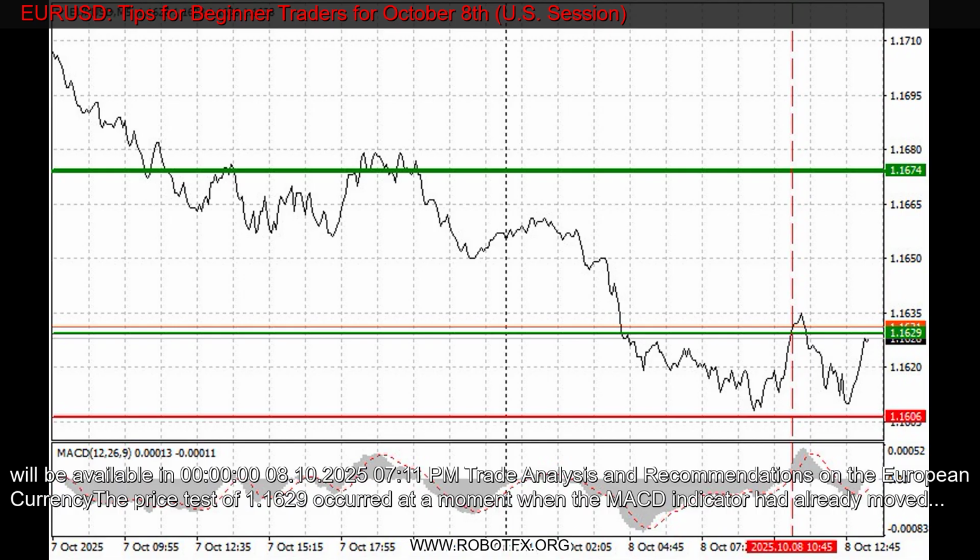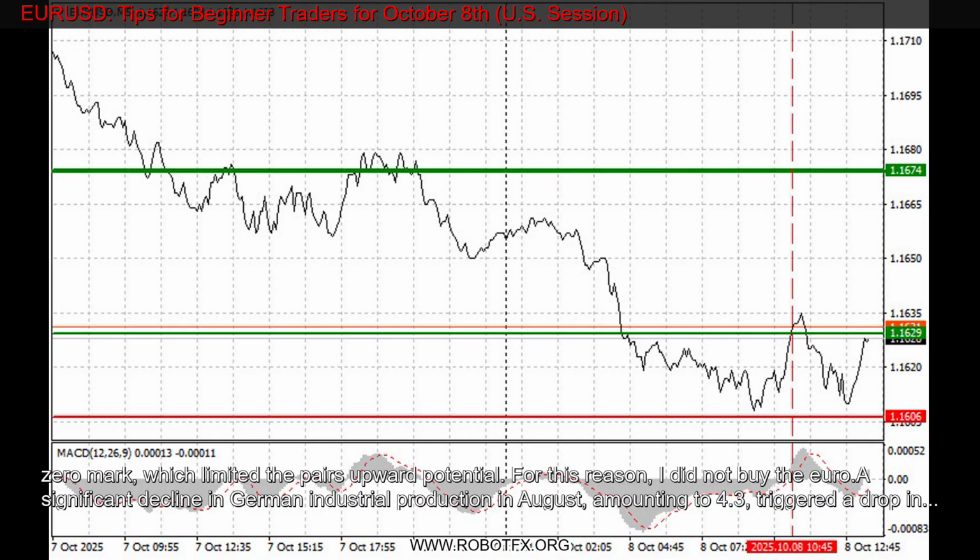The price test of 1.1629 occurred at a moment when the MACD indicator had already moved significantly above the zero mark, which limited the pair's upward potential. For this reason, I did not buy the euro. A significant decline in German industrial production in August, amounting to 4.3%, triggered a drop in the euro exchange rate at the start of the trading day.